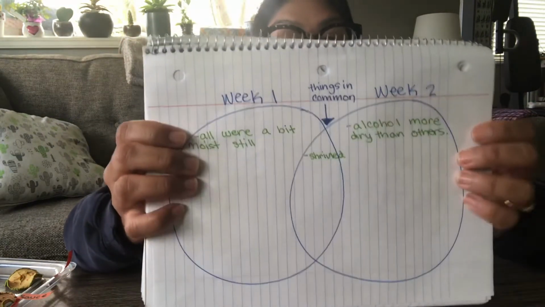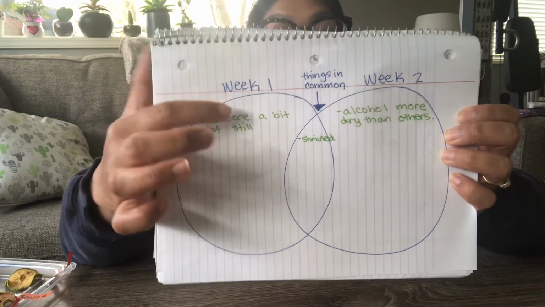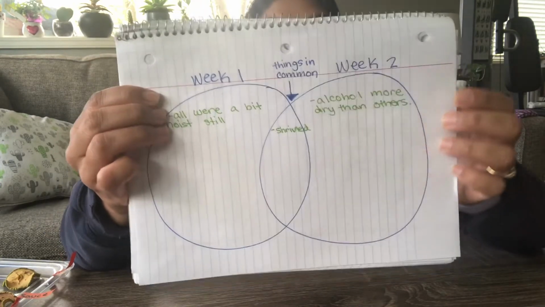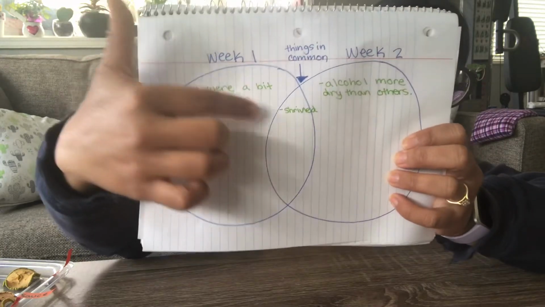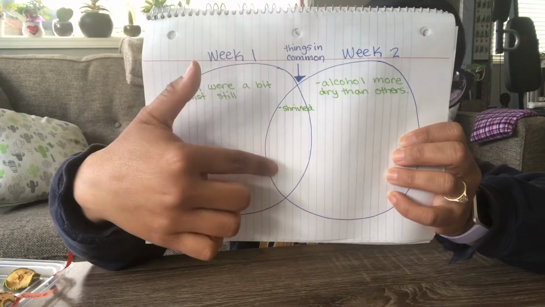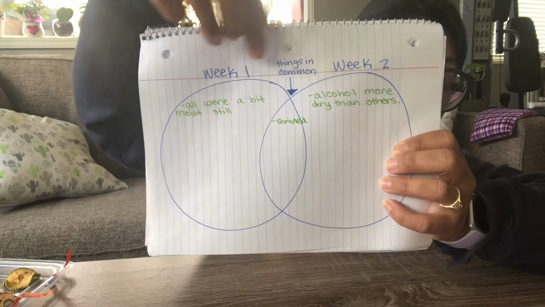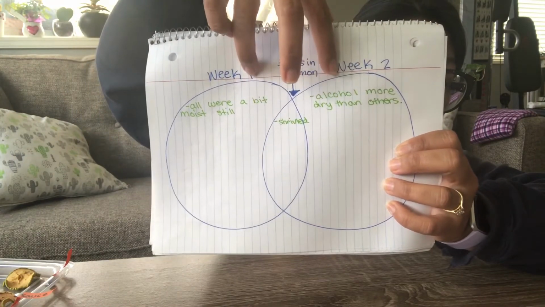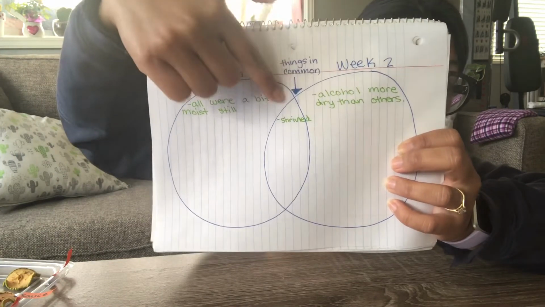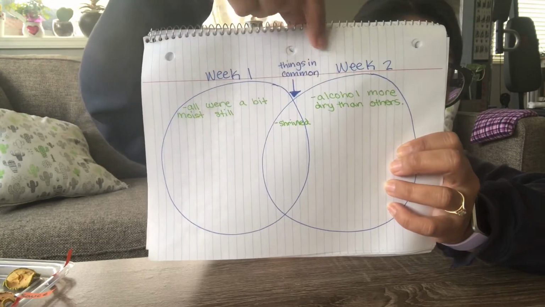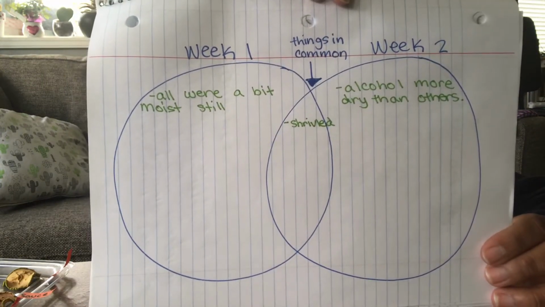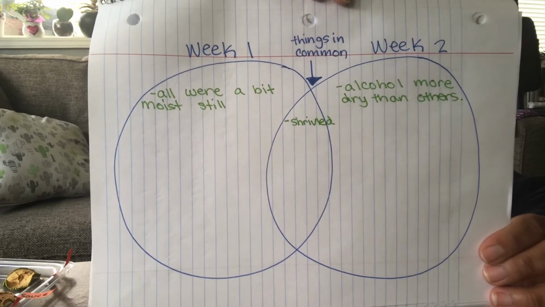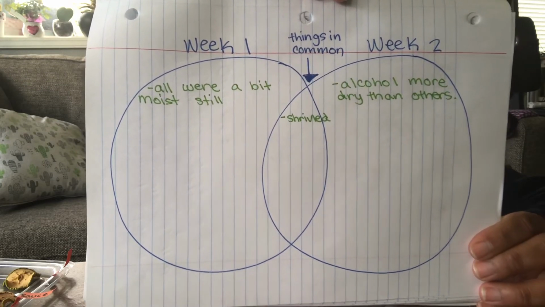So this is my Venn diagram. I have week 1 in one circle, week 2 in the other circle, and in the middle where you are contrasting, because on these circles, week 1 and week 2, you are comparing. In the middle circle, it's what week 1 and week 2 have in common. So I'll hold that up to the camera so you can pause and copy this for an example.